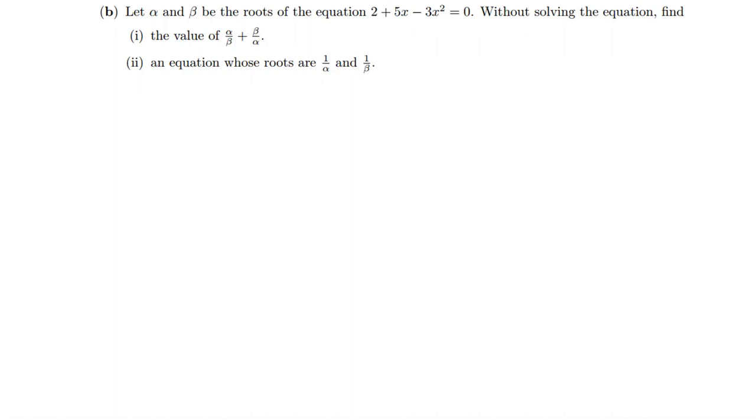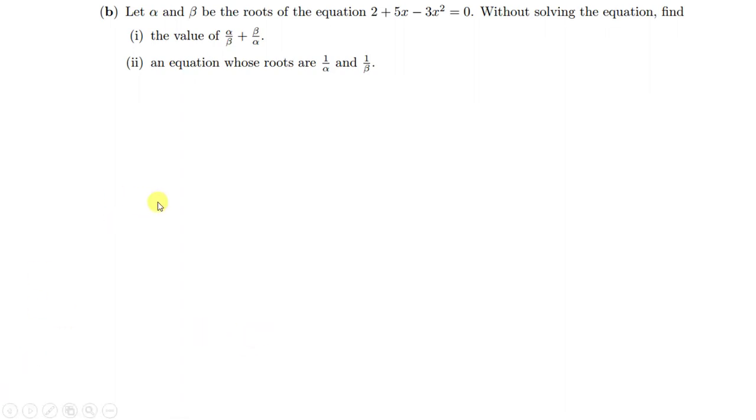Okay, so the question is saying, let alpha and beta be the roots of the equation 2 plus 5x minus 3x squared being equal to 0. Without solving the equation, find the value of alpha over beta plus beta over alpha.